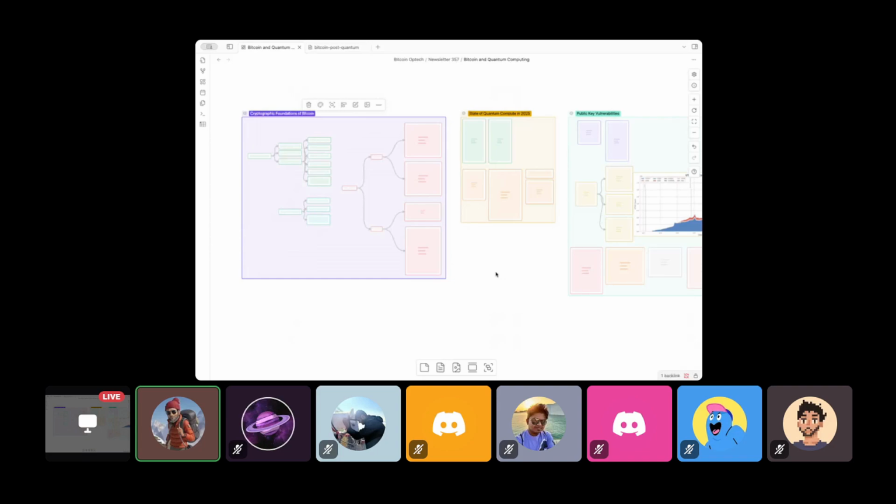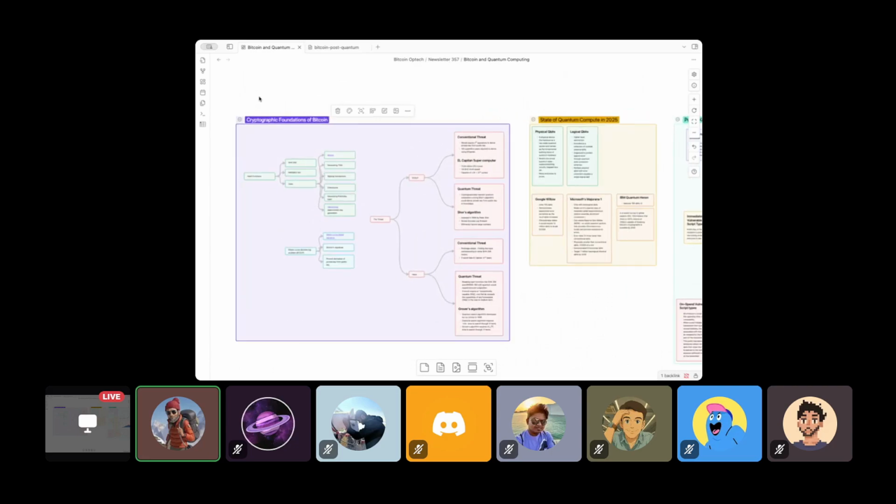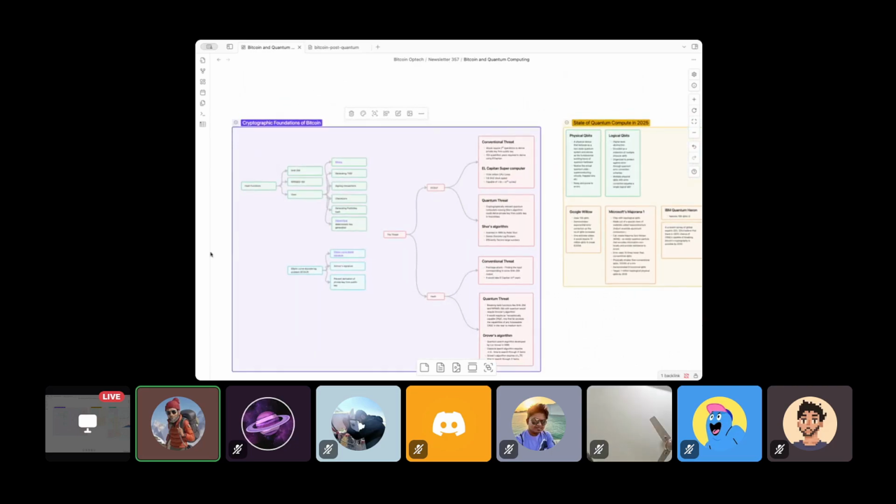kind of report. So last week we discussed the cryptographic foundations in Bitcoin, like what is a hash function, what is the ECDSA signing algorithm, what are discrete log problems, and how it protects our public-private key pairs, and what are all the threats to these cryptographic foundations from quantum compute. We had a detailed look at it.